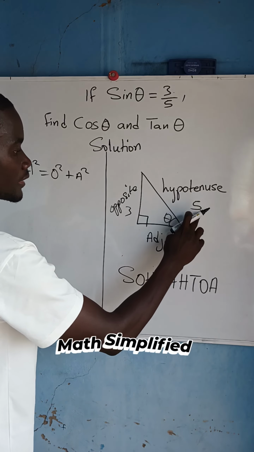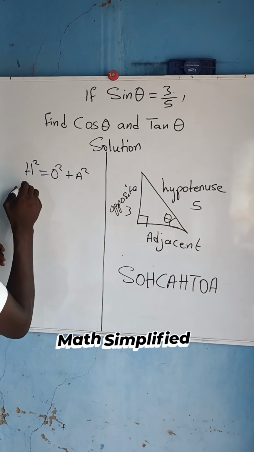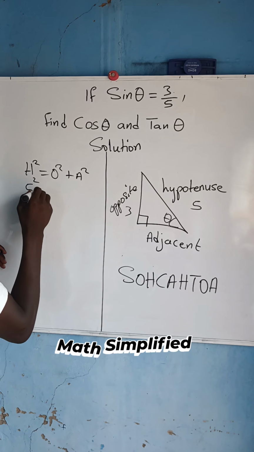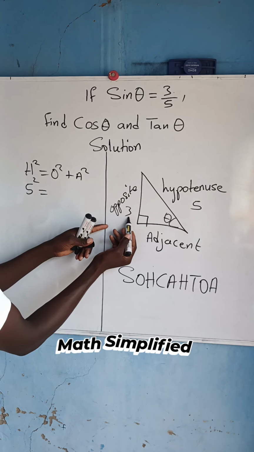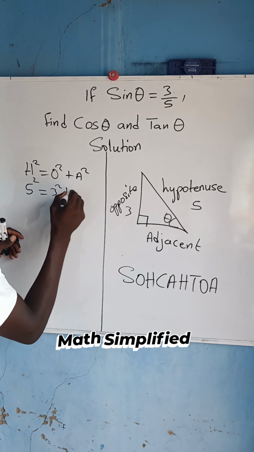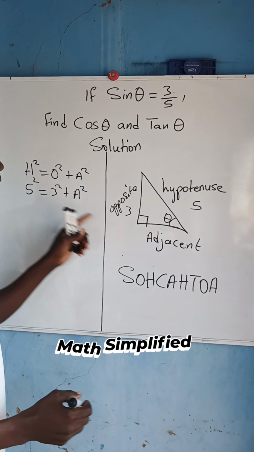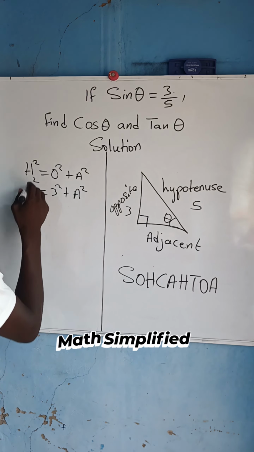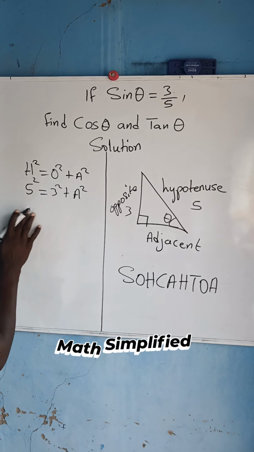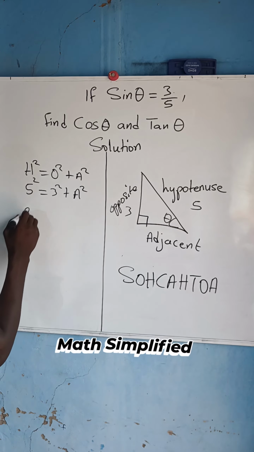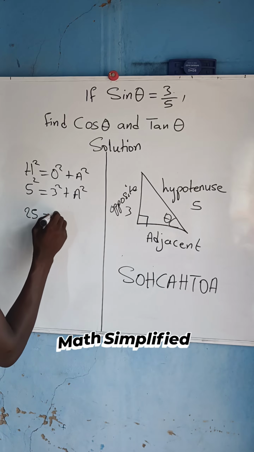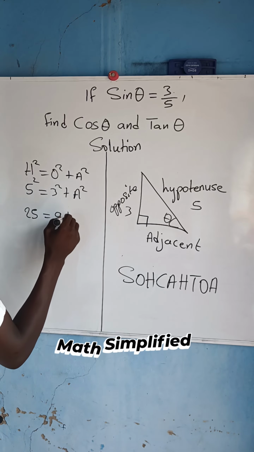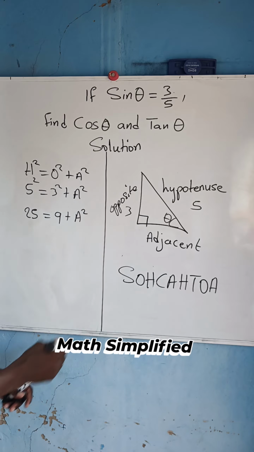So we know that the hypotenuse is what? 5. So we have 5 square equal to opposite, which is 3. So I have 3 square plus a square, which is the adjacent that we are looking for. Okay, so let's group like terms here. We can say that 5 square is 25, equal to 3 square, which is 9, plus adjacent square.